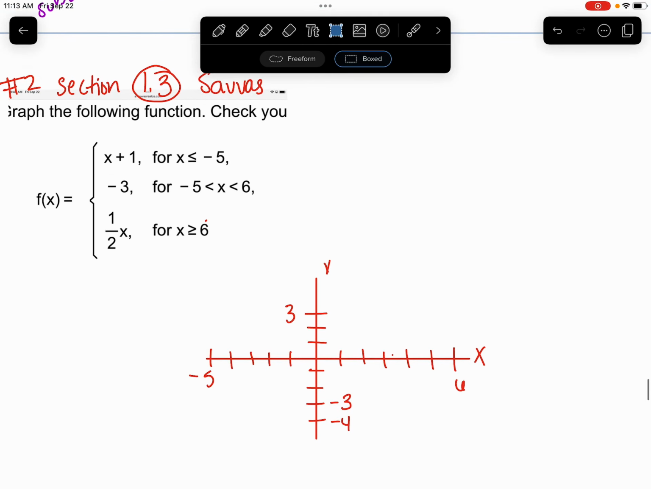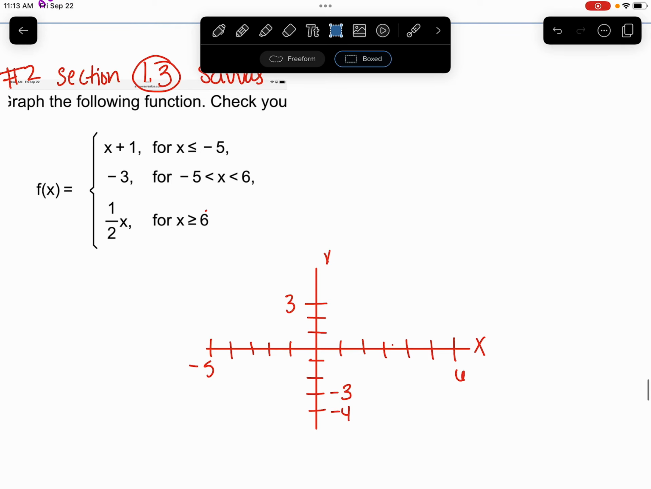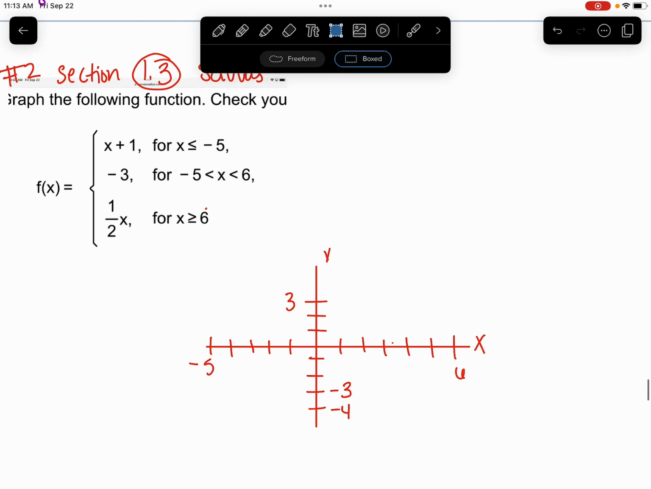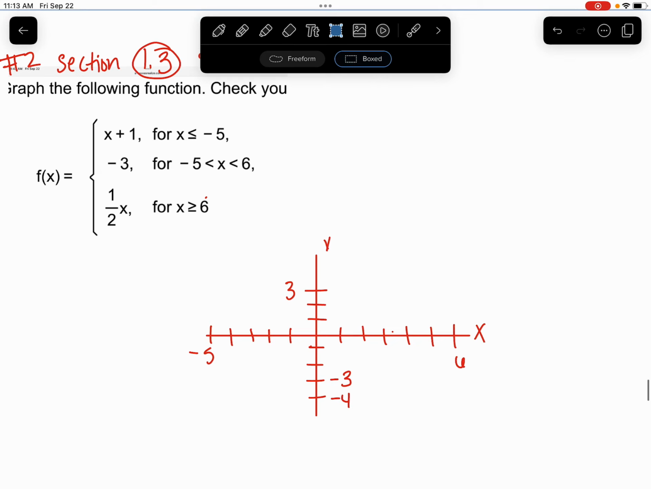Okay, so some of you were struggling with this one in the Savas 1.3. It's a piecewise function. The question was, how do you graph this? So this is how you do it. We're going to grab this here, and this practically just means x equals 5. Here it means negative 5, and here it means x equals 6.